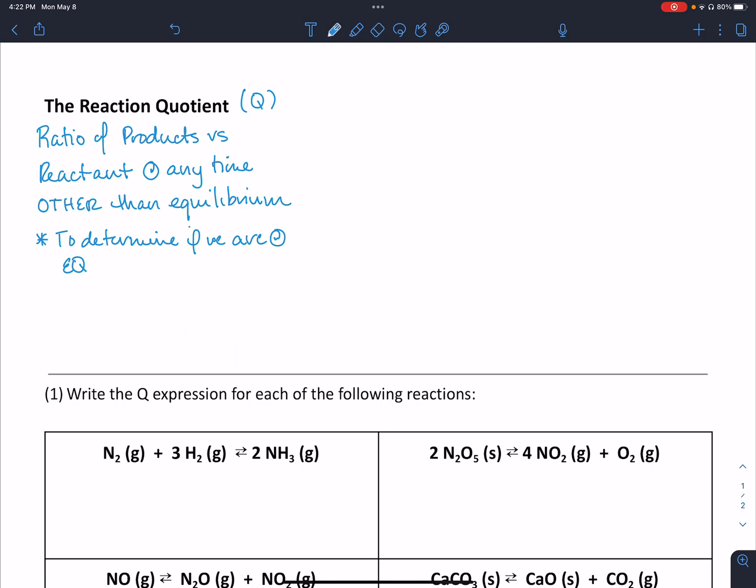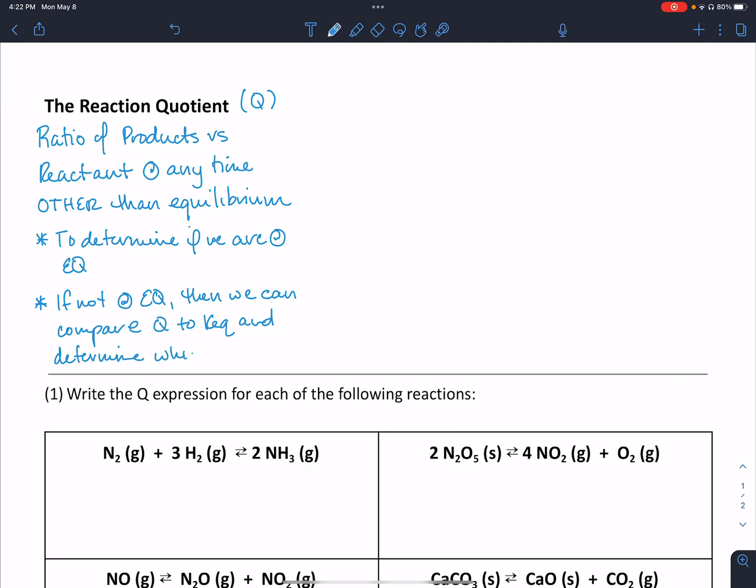That easy. Now, once you make that determination, if you're not at equilibrium, then we can compare Q to KEQ and determine which way the reaction is progressing. Now, what does that really mean?